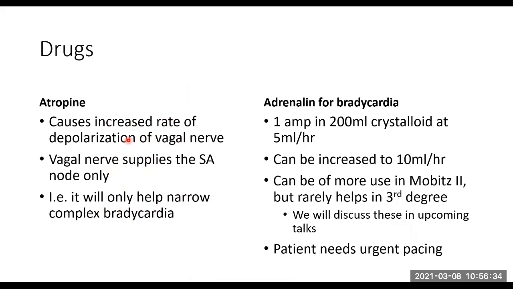So first degree heart block and Mobitz type 1, which we discussed last week, should respond to atropine. However, Mobitz type 2, if it's narrow complex, may, but it's unlikely that a third degree or complete heart block will. You can use adrenaline, and this is the way that you use it. 1 amp in 200 mils crystalloid at 5 mils per hour can be increased to 10 mils per hour. We do go above this sometimes, there's no doubt, but it just depends on your patient's response.